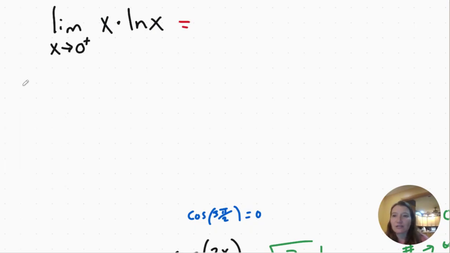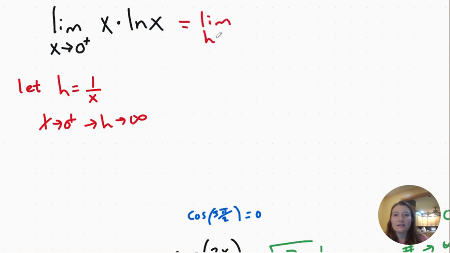I'm going to consider a new variable. I'm going to call it h. And let's let h be 1 over x. Now, if x goes to 0 from the right, h is going to go to positive infinity, and I can rewrite this limit. The limit as x goes to 0 from the right will be the limit as h goes to positive infinity of 1 over h times the natural log of 1 over h.